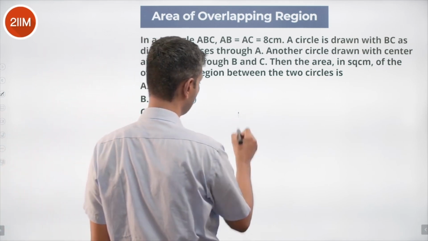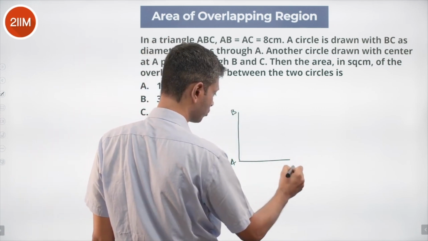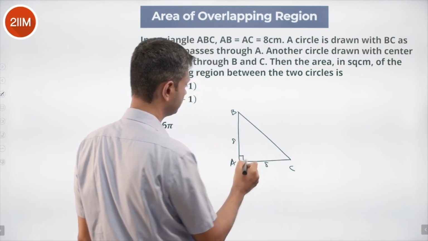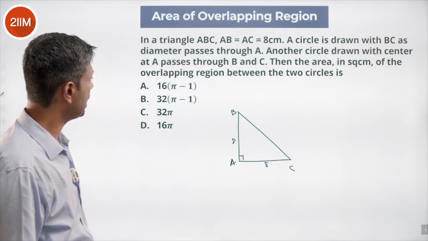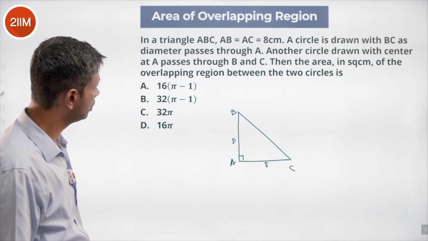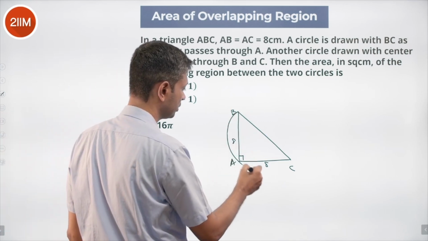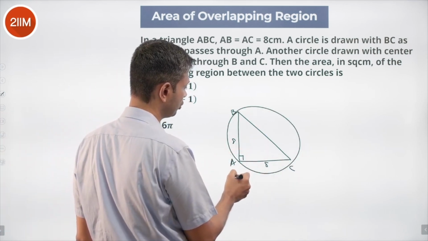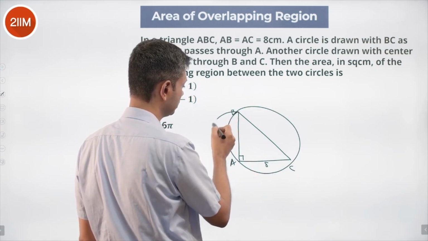Let's say it is ABC, with sides 8, 8 and a right angle. Another circle is drawn with center A that passes through B and C. So BC as diameter, this is our first circle, and the second has center A and passes through B and C. Our radius is 8. We have a circle like this.